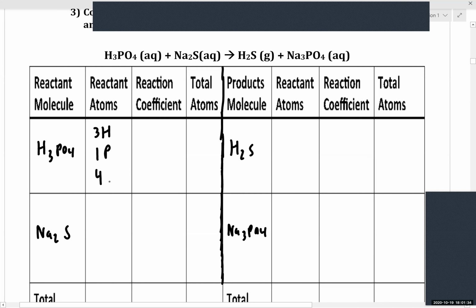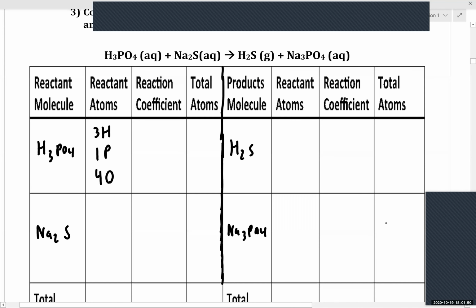Yep, four oxygens. Okay. We cannot see what you're writing, Professor. How about now? Yes, we can see it now.